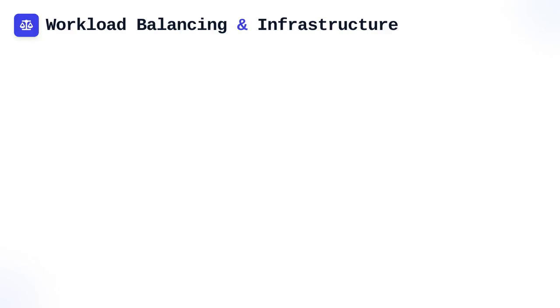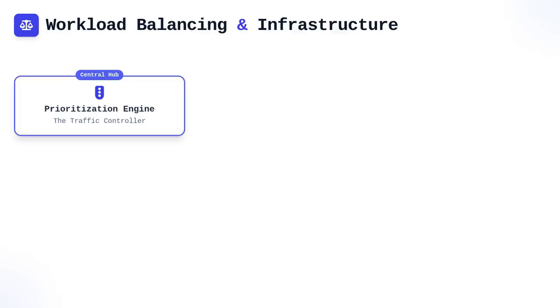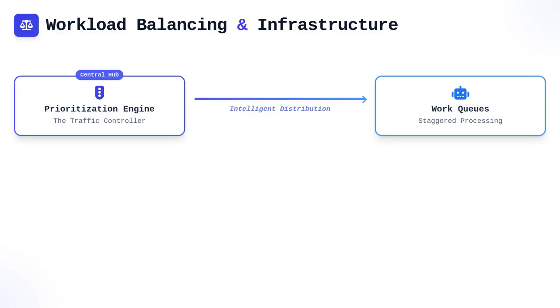Balancing workloads across your infrastructure is the final pillar of parallel processing, ensuring that no single robot is overwhelmed while others remain idle. Efficient distribution is managed primarily through the configuration of your work queues, where the prioritization engine acts as the central traffic controller for your automated tasks.